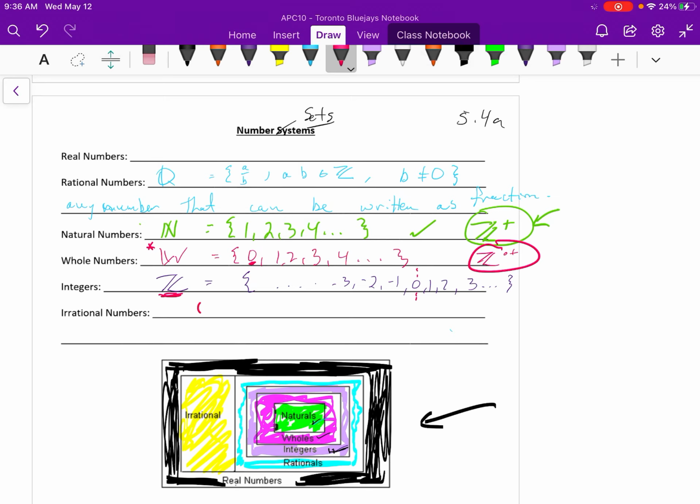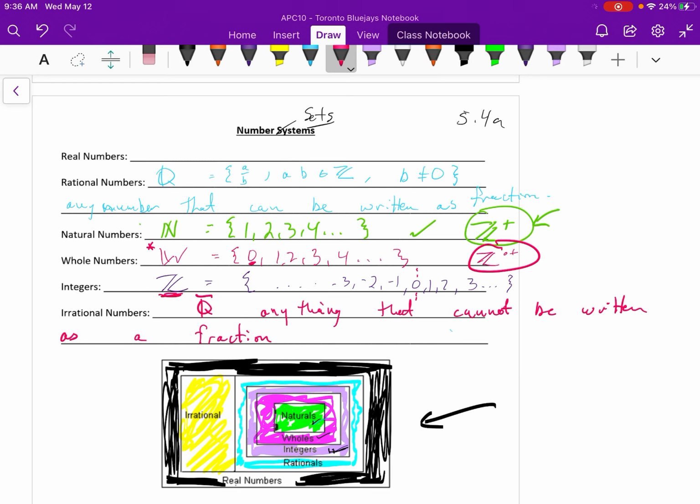Now, what's an irrational number? Well, irrational is actually the opposite of rational, and we denote it with Q hat. And really, what is an irrational number? It is anything that cannot be written as a fraction.